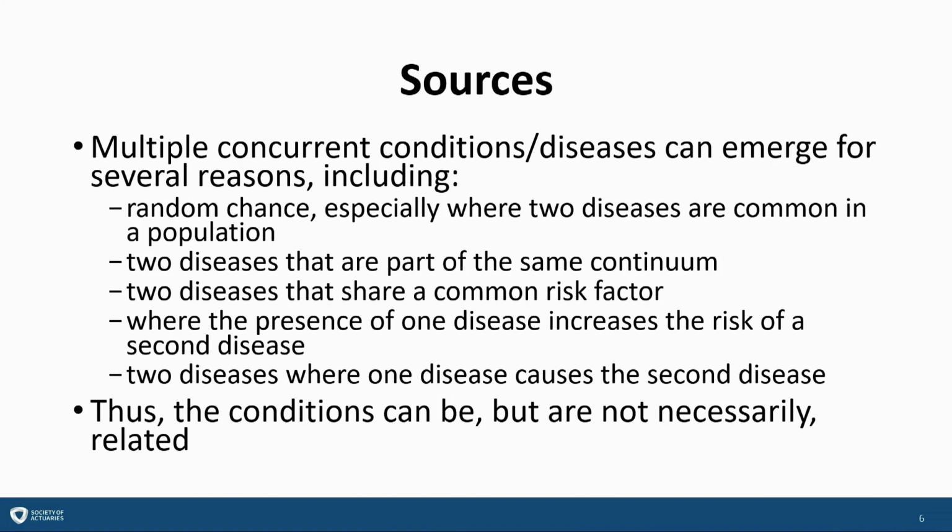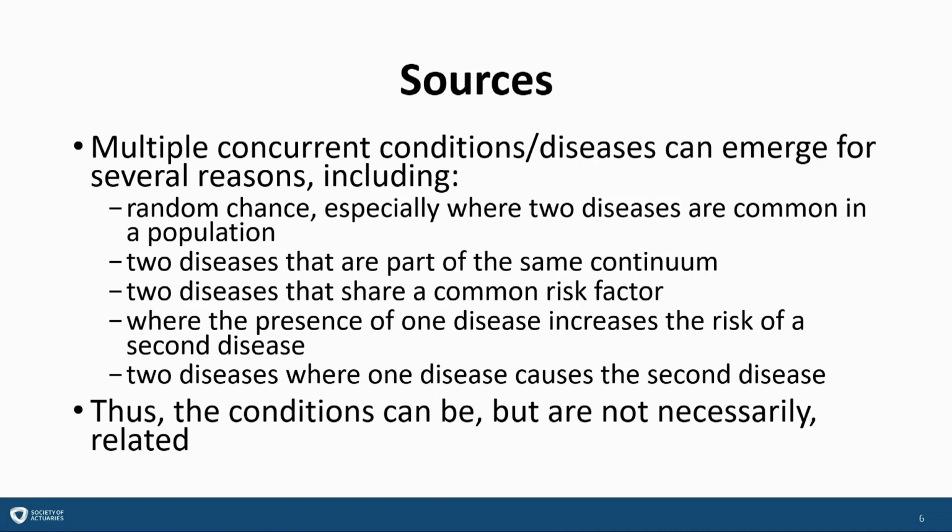This can occur in several different ways, and typically you look at it as trajectory or pathways toward multimorbidities. You can have it based on just random chance, interrelated conditions that occur. You can have two diseases that are part of the same continuum of health. You can have two diseases that share a common risk factor. For example, you could have obesity that may lead to diabetes or cardiovascular problems or cancers. You can have a situation where the presence of one disease increases the risk of a second disease.